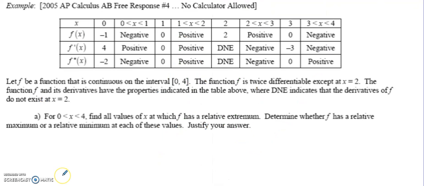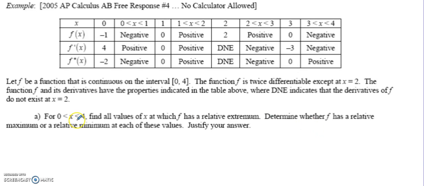All right, next one. I want you to try this on your own. As you can see, this is from an AP exam with no calculator. So you're given this table with information about a function, its derivative, and its second derivative on these intervals and at these points. So we're going to say let f be a function that is continuous on the interval 0 to 4. So we're only thinking about this from 0 to 4. The function f is twice differentiable except at x equals 2. That means the second derivative exists everywhere except at x equals 2. The function f and its derivative have the properties indicated in the table above, where DNE indicates that the derivative of f does not exist at x equals 2. So for the interval 0 to 4, I want you to find all values of x at which f has a relative extremum.